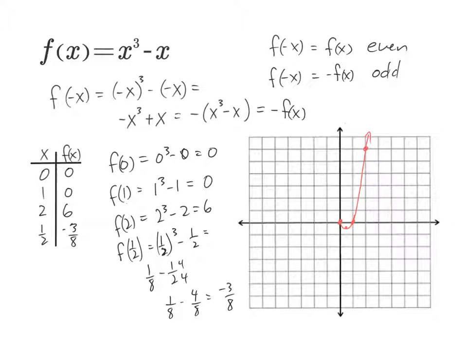Now what I know is that it's odd. So even means it would do this. Odd means it's going to do exactly opposite on this side of the line. So instead of going to negative 3/8, I'm going to go to positive 3/8. So that's going to be about right here. And this is still going to be 0. And then instead of going to 6 at 2, so this is 2, 6, this is going to be 2, negative 6. So that's going to be down here. So it's going to look something like this. Now, if you notice, if I rotated this 180 degrees, it would land on itself, which means it is odd.